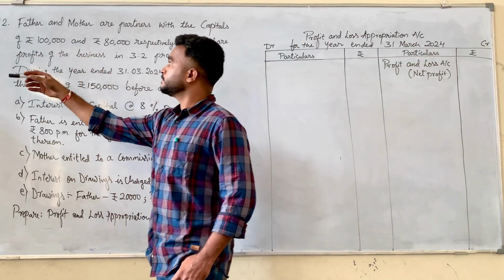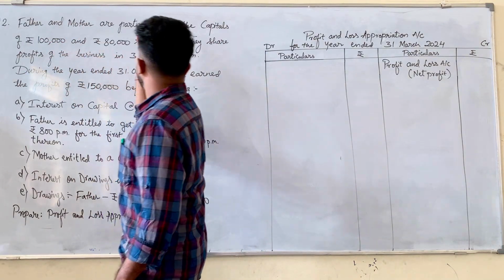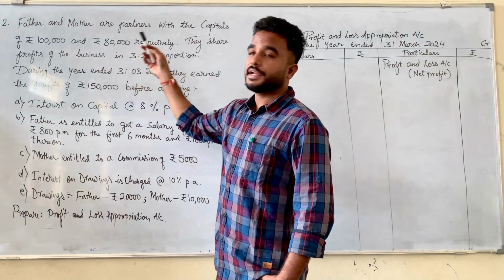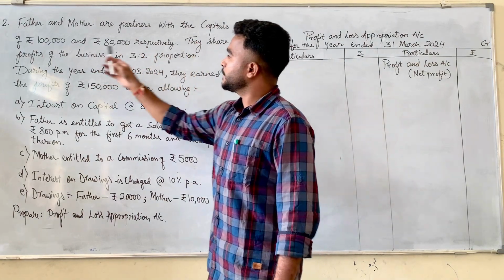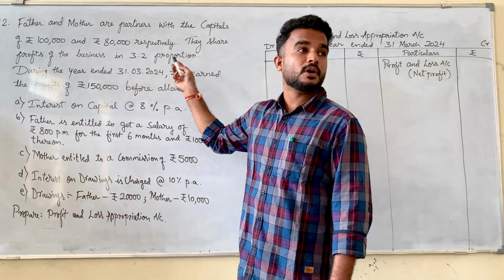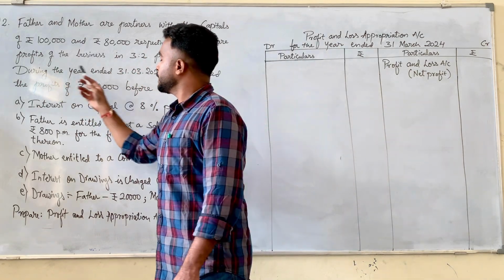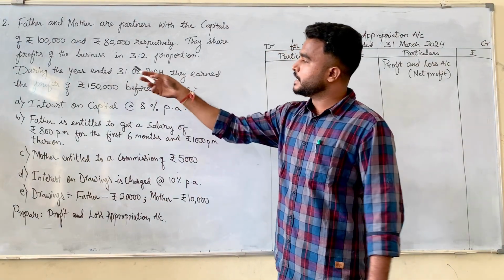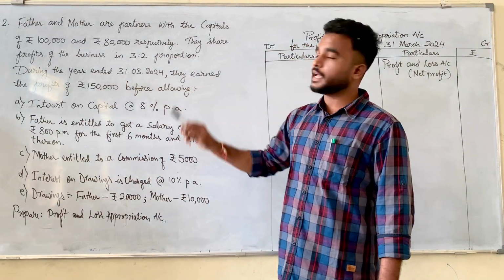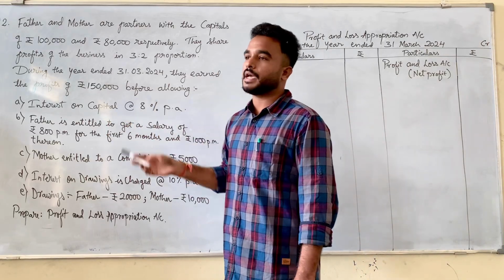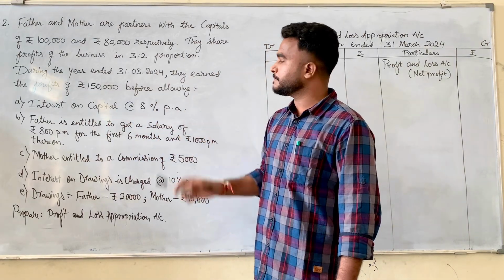Problem number 2. Father and mother are partners with the capitals of rupees 1 lakh and 80,000 respectively. They share profits of the business in 3:2 proportion, in the ratio of 3:2. During the year ended 31st March 2024, they earned profits of rupees 1,50,000 before allowing interest on capital, which we have to allow at the rate of 8% per annum.